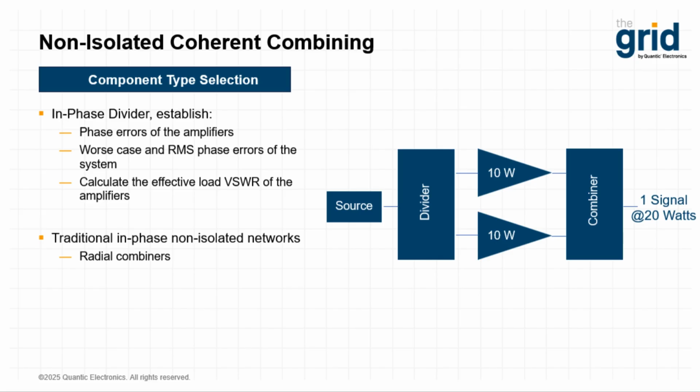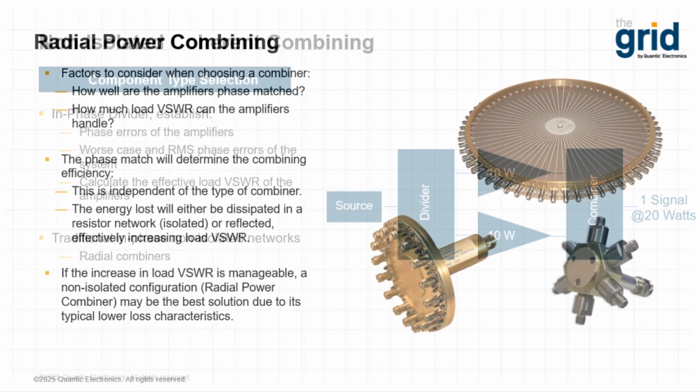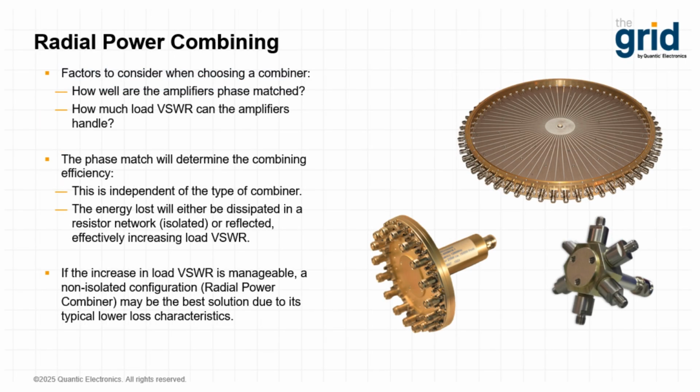This sort of non-isolated coherent combiner can be extremely effective if the phase errors in the amplifiers are very low, in which case you can have a very efficient power combiner using a very low loss network. Some examples of radial power combiners are shown on the screen right now. You can see we have some very high port counts to actually have that power combining. And in this case, this can be a very low loss, very effective solution to generate some very high power combining as far as how this is built up.